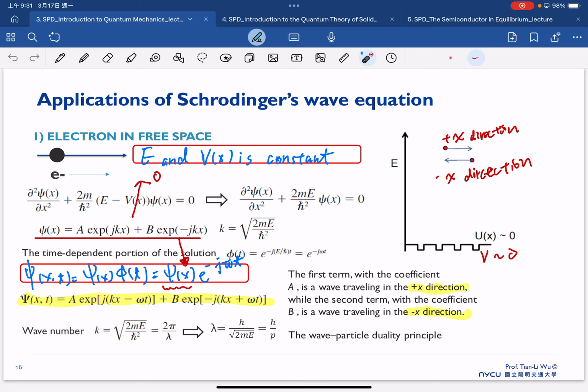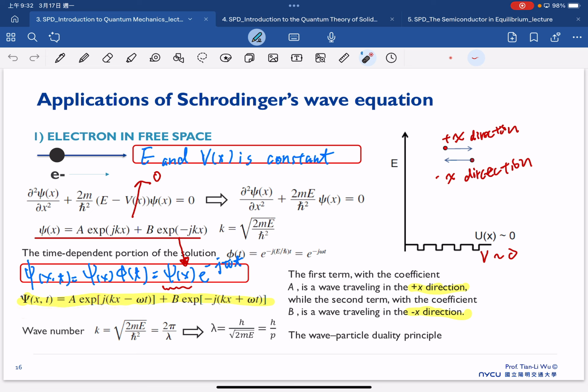In the case of an electron in free space, we consider the electrons traveling in free space, which means the potential barrier is equal to 0. Therefore, we can start from the time-independent wave equation, and then we have this solution. Then we consider the equation here, and in the end we have the wave equation, which can be expressed as follows.